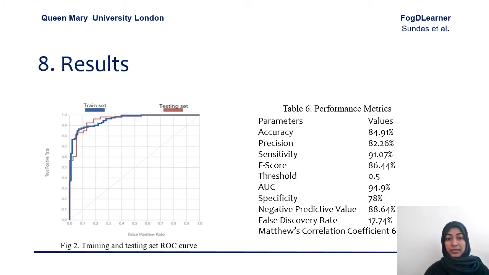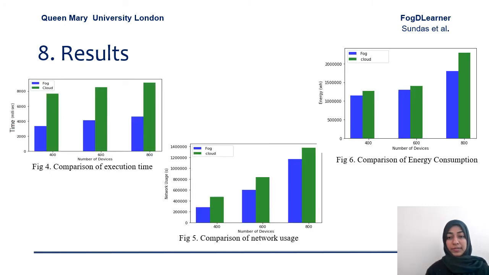Now I will discuss the results of our classifier and our simulation. Figure 2 shows the training and testing set ROC curve, and as we can see, it shows a good true positive rate for prediction. And our classifier has 94.9% AUC. As we know, the closer the value of AUC is to 1, the better the performance of the classifier. So the performance of our classifier is relatively good, 94.9%. These are the results of our simulation.